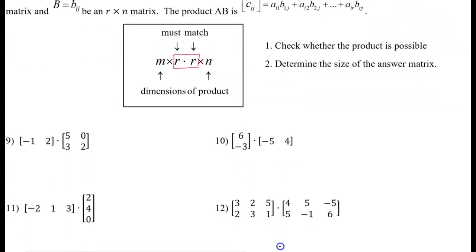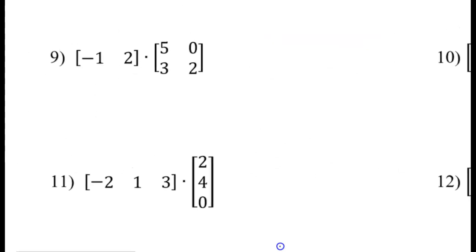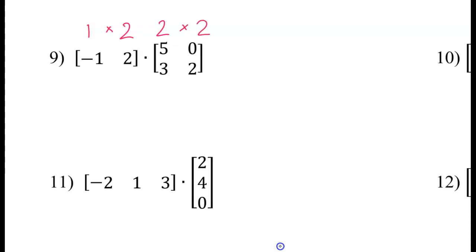So on these following 4 problems, we're going to check if we can multiply them, and then figure out what the order of the product is, the size of the resulting matrix. So I'll do number 9 completely with you. First, we have to figure out what the order of both of these matrices is. Well, this first matrix has 1 row and 2 columns, so it is a 1 by 2. The second matrix has 2 rows and 2 columns, so it is a 2 by 2, and we're multiplying these together.